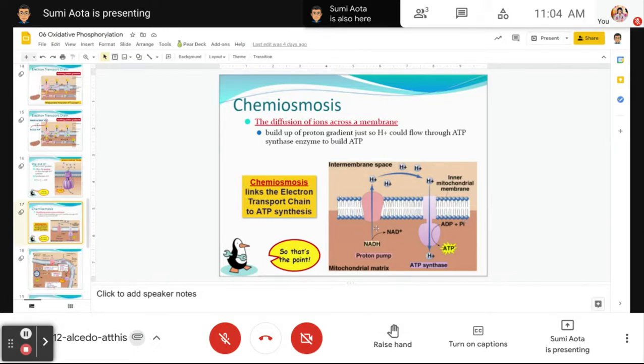This part is the oxidative, this part is the phosphorylation, and the creation of the gradient is called chemiosmosis. And that's the process.